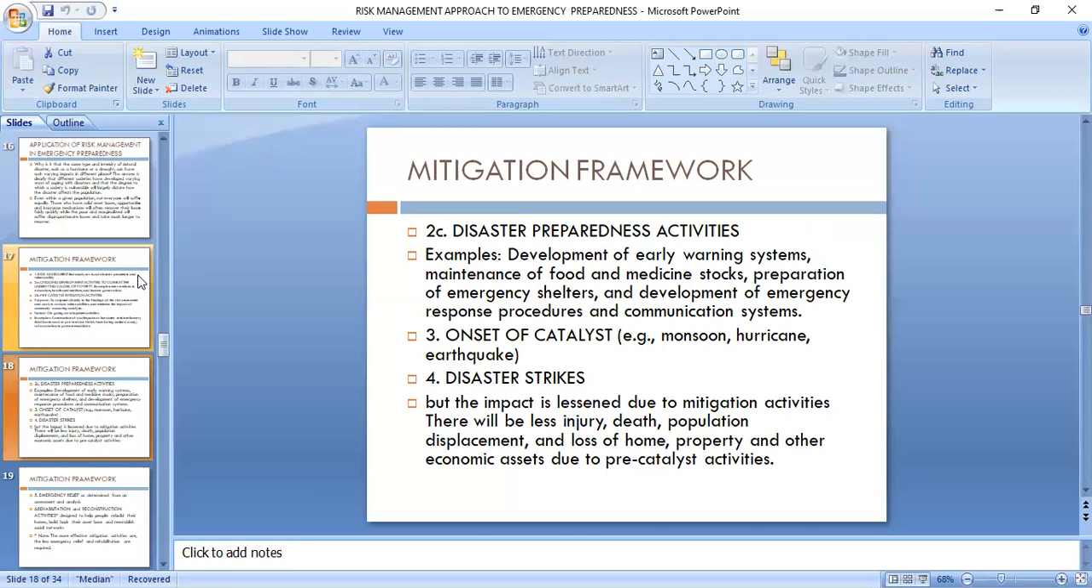Then we have the onset of catalyst. So now the trigger has occurred. We have a monsoon, hurricane, earthquake, fire, whatever level of emergency. Then the emergency maybe comes in a very large scale. It can become a disaster, all right? But the good thing about it, because we have already prepared, the impact of the disaster will be less in terms of the number of people that will be injured, the number of people that will die, the number of people that we need to remove. Okay, so because of the readiness, the impact of the disaster is minimized.